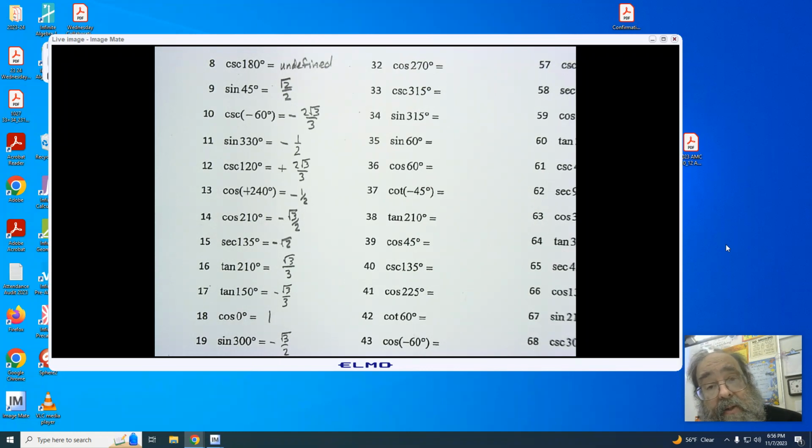Cotangent of 90 degrees. Cotangent of 90 degrees is quadrantal. It is the reciprocal of our 1 over 0, which gives us 0 over 1, and the cotangent is 0.